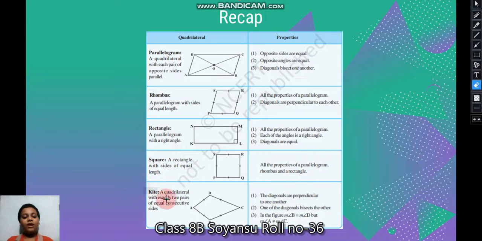Kite, a quadrilateral with exactly two pairs of equal consecutive sides. Okay, the diagonals are perpendicular to one another. One of the diagonals bisect the other in the figure. And angle B is equal to angle D, but angle A isn't equal to angle C. Okay, so one pair of angles in kite is also equal.